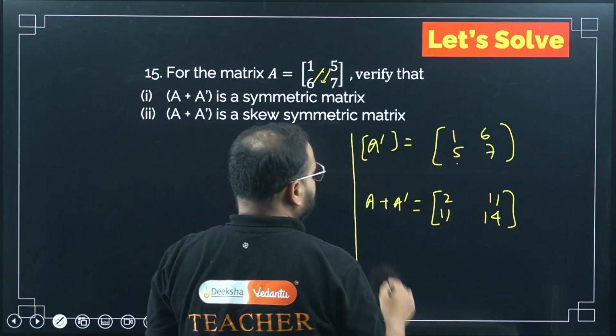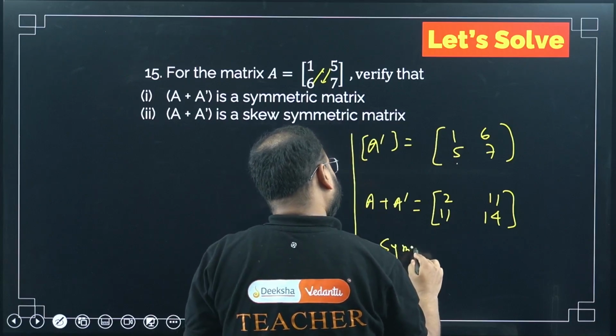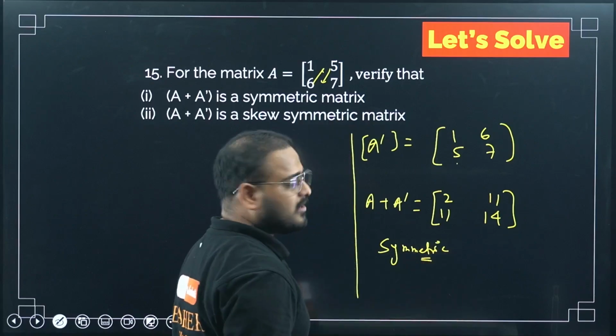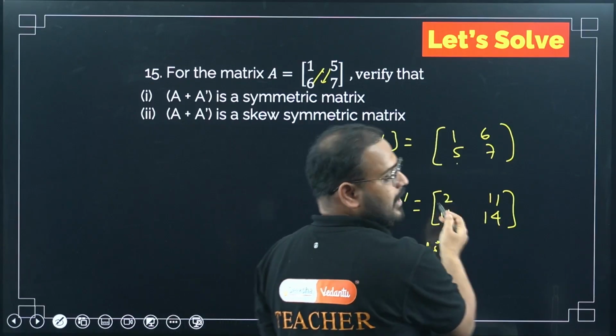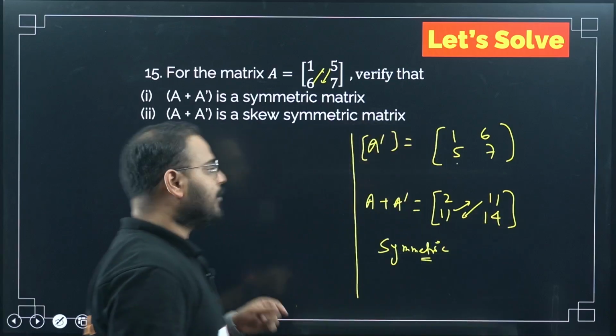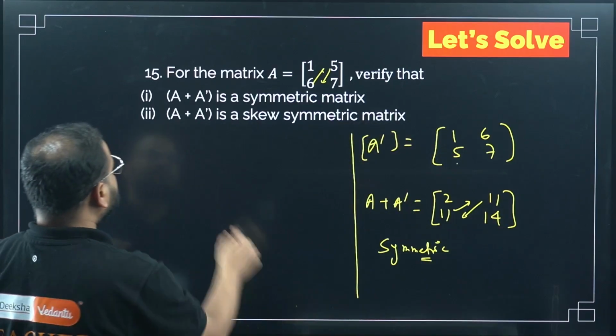Isn't it symmetric? Please check. Symmetric or not? Yes, sir, right? Symmetric only, no? How, sir? See, A11, so this will be a diagonal only. This and this are mirror images of each other, right? So symmetric, right? Okay. What about the second case?